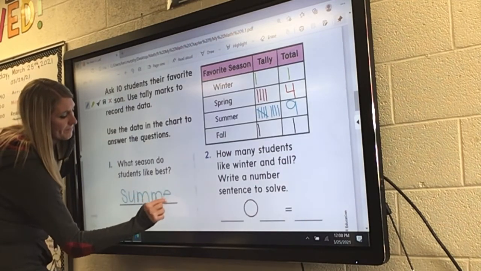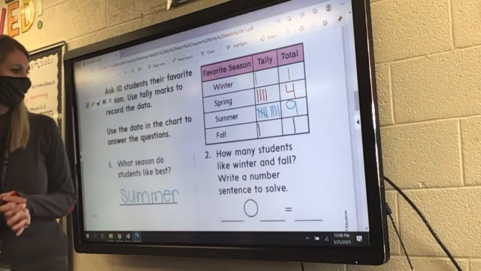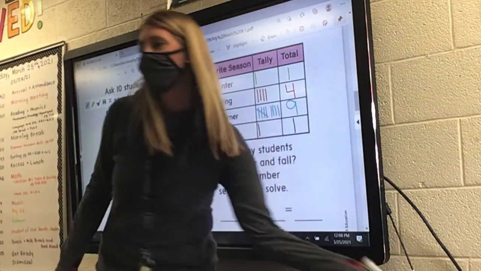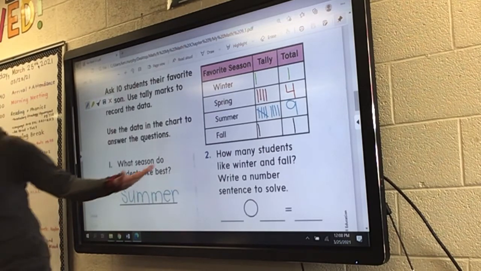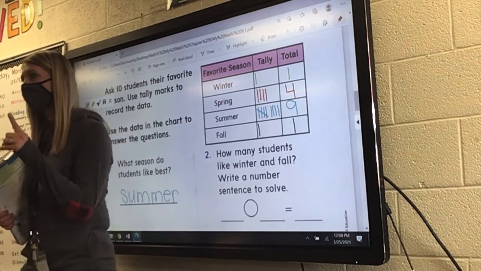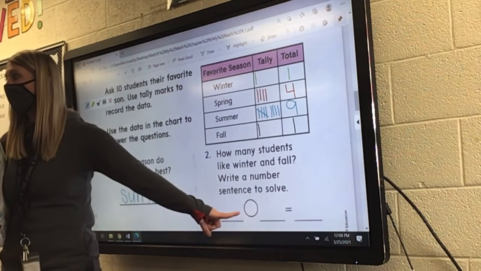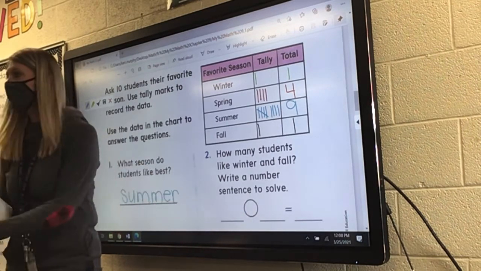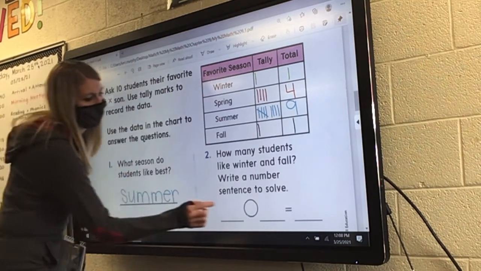The weird thing is, it says how many students like winter and fall, and they're equal, and they both have 1. So you would write 2. Now, the second question says, how many students like winter and fall? And when I see the word and, I know I need to add. And if you look down here, we're going to have to make a number sentence. So right away, what is Mrs. Murphy going to put in the middle? A plus sign, the addition sign.